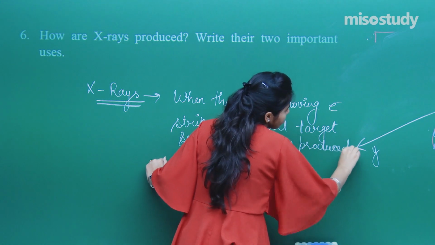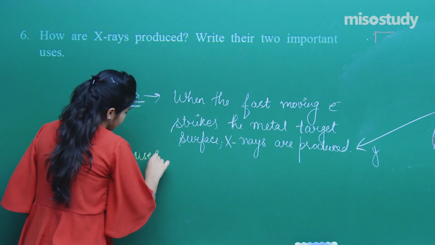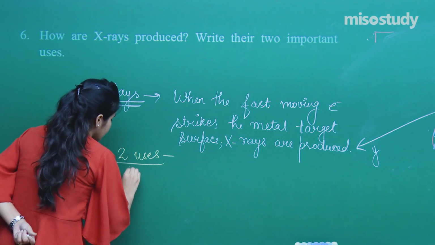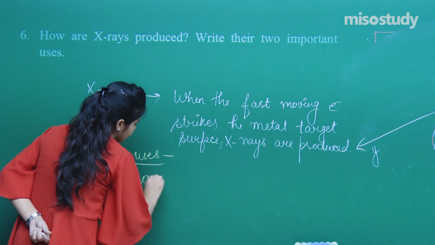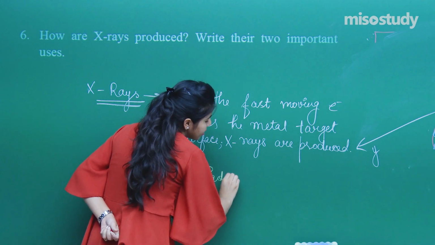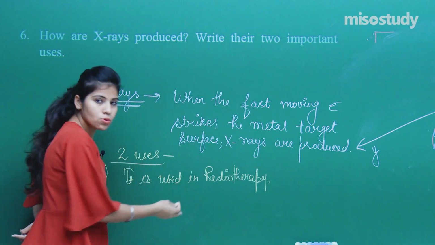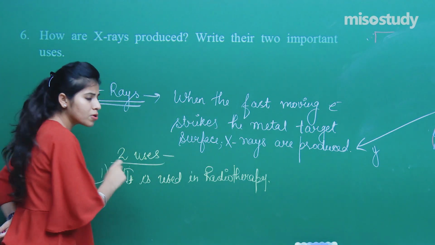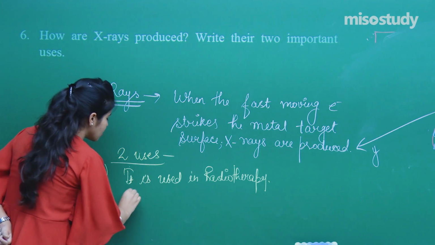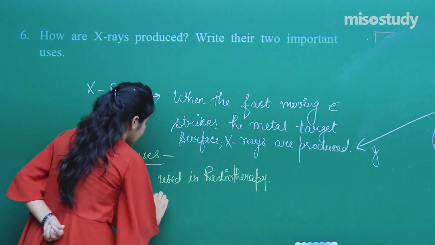The second part of the question asks for 2 uses. The first use is that it is used in radiotherapy. You can write any uses that you know. Don't think that only these 2 are the uses I am writing here. There are a number of uses and applications of X-rays. The second use is determining the crystal structure.